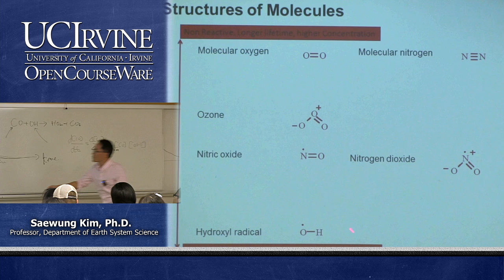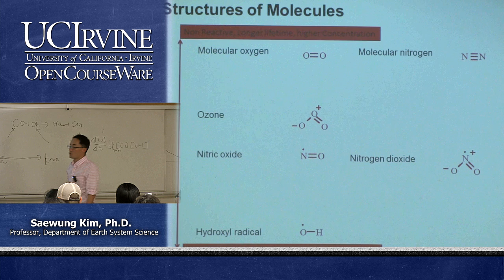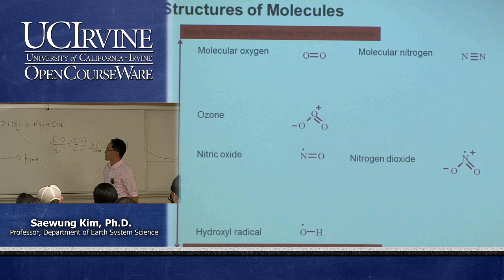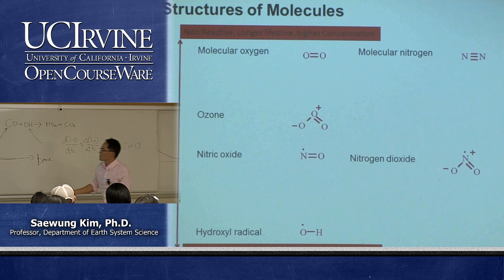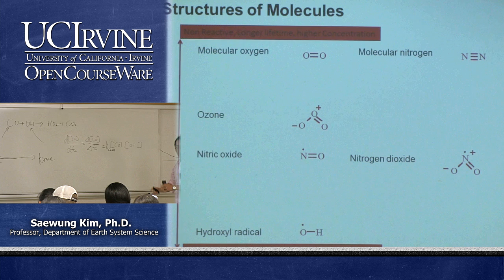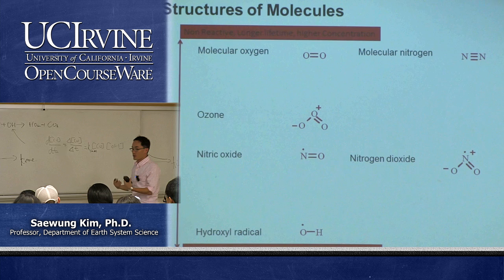So basically, of the molecules that we will discuss in this whole class, the OH radical has the lowest concentration, which happens to be a really tiny fraction. We just looked at the OH concentration, which is about 10 to the 6 molecules per cubic centimeter. In this list of molecules, OH has the shortest lifetime, is the most reactive, and has the lowest concentration. So they all go together in terms of reactivity, lifetime, and concentration. Okay?